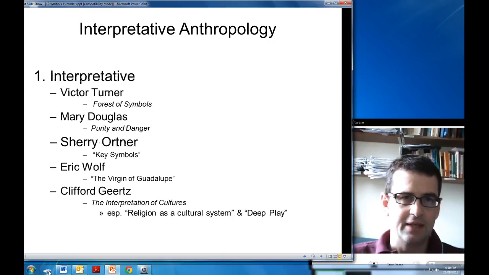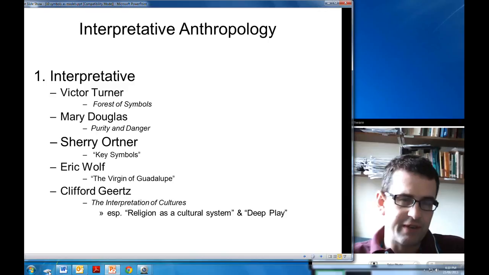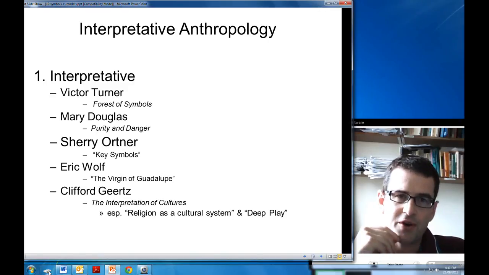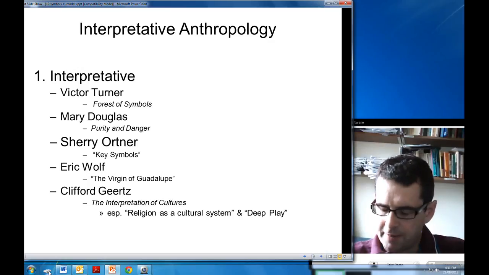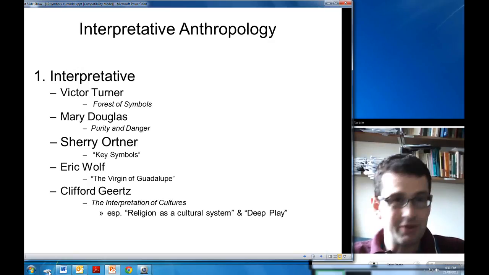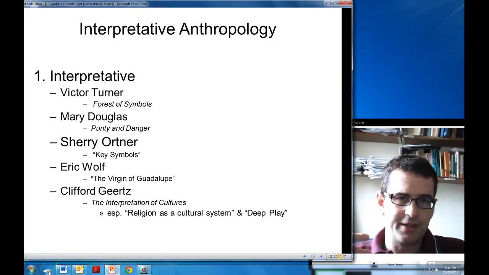Within Interpretative Anthropology, there are several famous figures. Victor Turner, his work on Forest of Symbols, you might have heard of the idea of the liminal stage and rites of passage. Victor Turner wrote about that. Mary Douglas, Purity and Danger, you might have heard of the ideas of how filth is culturally constructed. Sherry Ortner's Key Symbols, Eric Wolf's version of Guadalupe, and probably most famous of all is Clifford Geertz's book, The Interpretation of Cultures, in particular, two chapters in there, Religion as a Cultural System, which we'll talk about today, and Deep Play, Notes on a Balinese Cockfight.